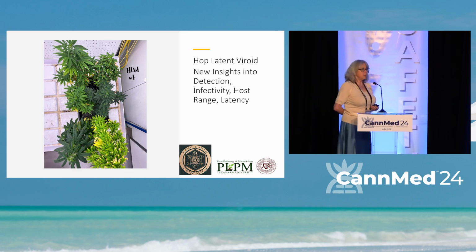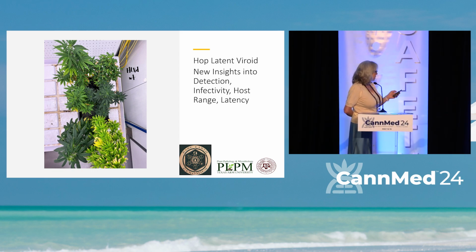So we've developed an infectious clone of Latent Viroid, and this is actually my starting talk. I am in the plant pathology department at Texas A&M, and this is an example of some plants that we infected in our growth chamber.